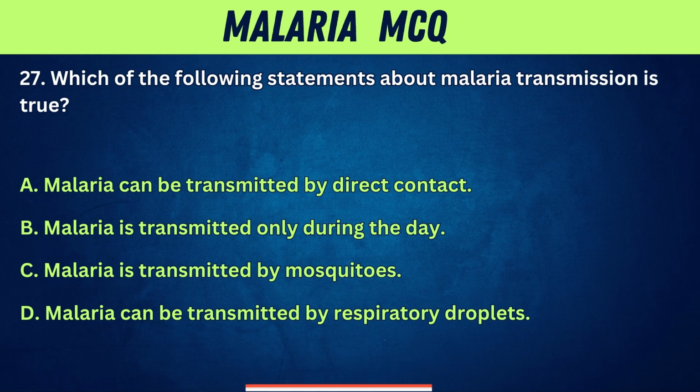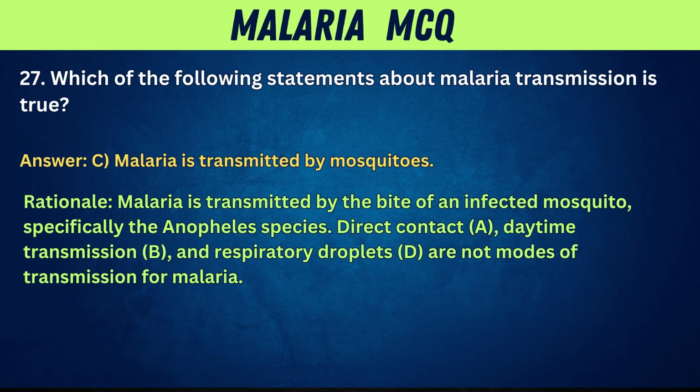27. Which of the following statements about malaria transmission is true? A. Malaria can be transmitted by direct contact. B. Malaria is transmitted only during the day. C. Malaria is transmitted by mosquitoes. D. Malaria can be transmitted by respiratory droplets. Answer: C. Malaria is transmitted by mosquitoes. Rationale: Malaria is transmitted by the bite of an infected mosquito, specifically the Anopheles species. Direct contact, A, daytime transmission, B, and respiratory droplets, D, are not modes of transmission for malaria.